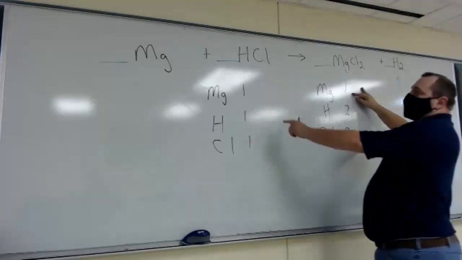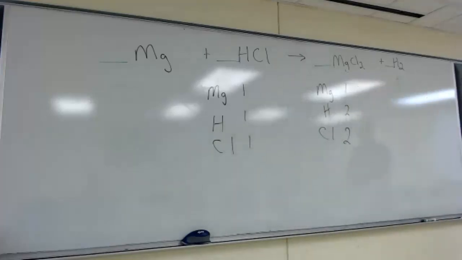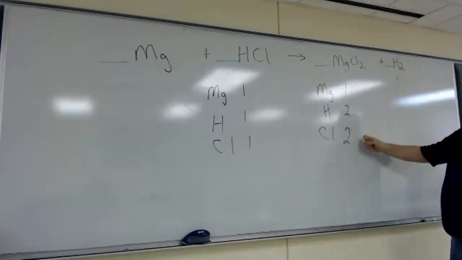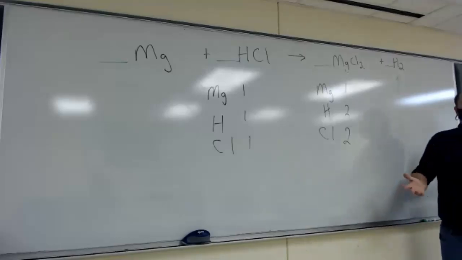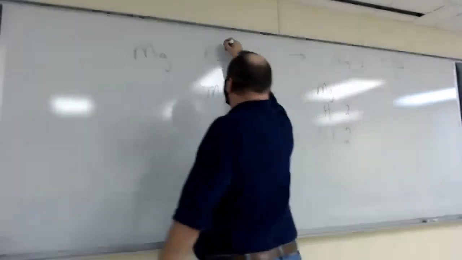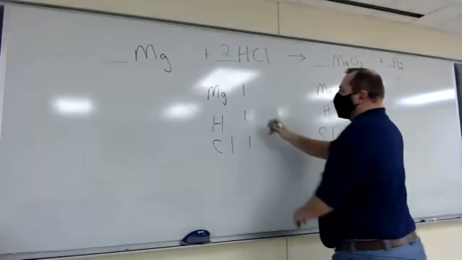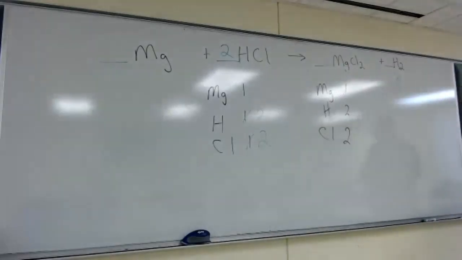Now, even if I started with the magnesiums, they're already at 1, so I'm not too worried about them. I'd like to do this hydrogen last over here, or this chlorine next. But sometimes the answer jumps out at us. Does the answer jump out at you? What is it? All right, so you want to put a 2 right here, and that gives us 2 on both sides.